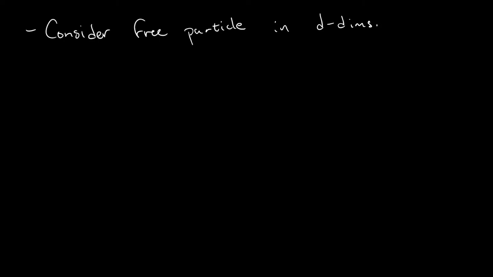Okay. So what do I want to do here? I want to start off by just looking at what happens if I have a free particle. So a particle which can move in, I'm going to say, d dimensions. So we're going to consider a free particle in d dimensions. And when I say free particle, all I really mean is that I'm setting my potential to zero. So it's free to move, and it's not going to feel any forces or anything as it moves.